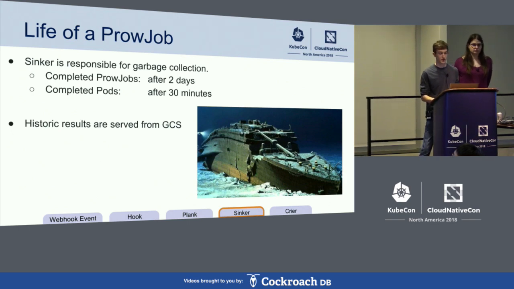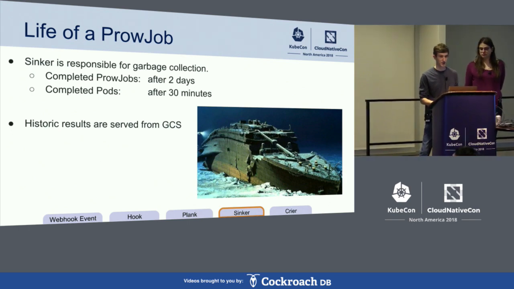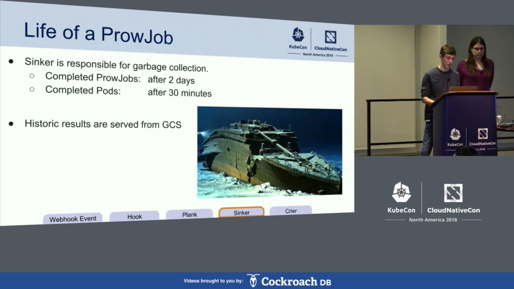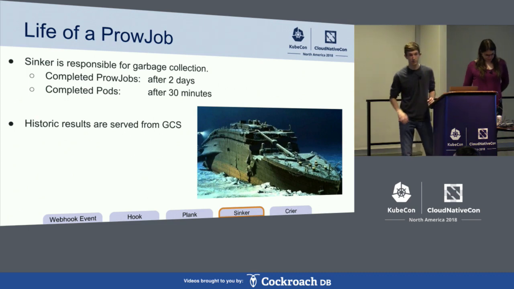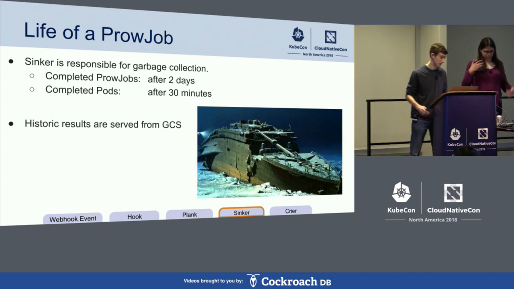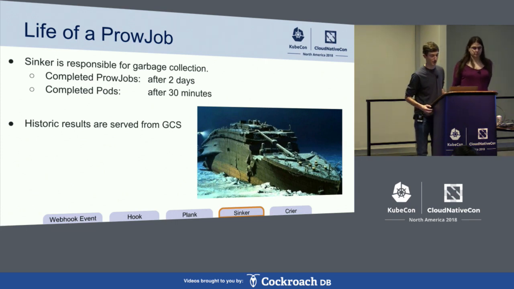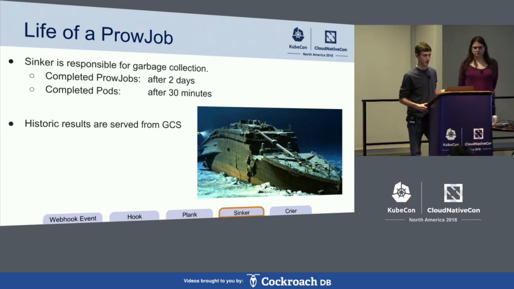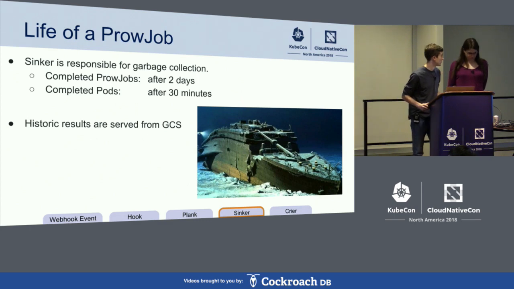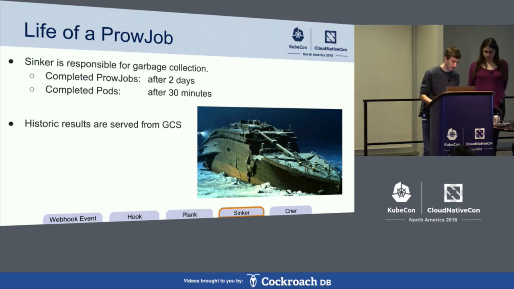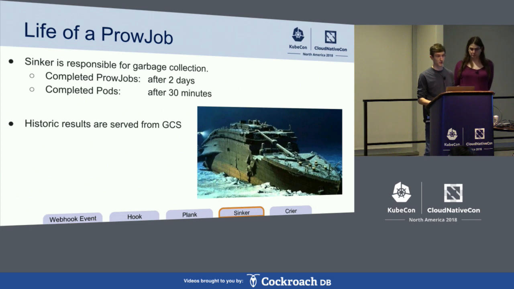But if we just stopped there, all these ProwJobs that are completed and all these pods that are completed would just pile up forever. So of course, we need some garbage collection. We clean up completed ProwJobs after 48 hours, and we clean up completed pods after 30 minutes. These garbage collection limits that we have are pretty strict because we run such a high load. But that being said, jobs upload their results to GCS. So this isn't like you're losing all of your job history when we do our garbage collection. This is just the recent history that Prow is working with.